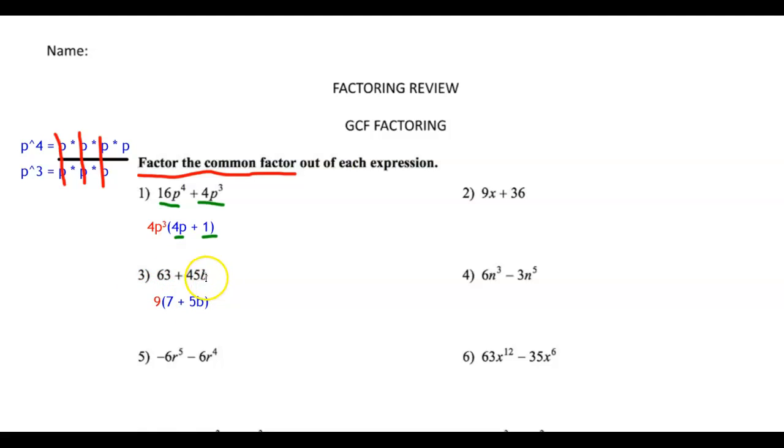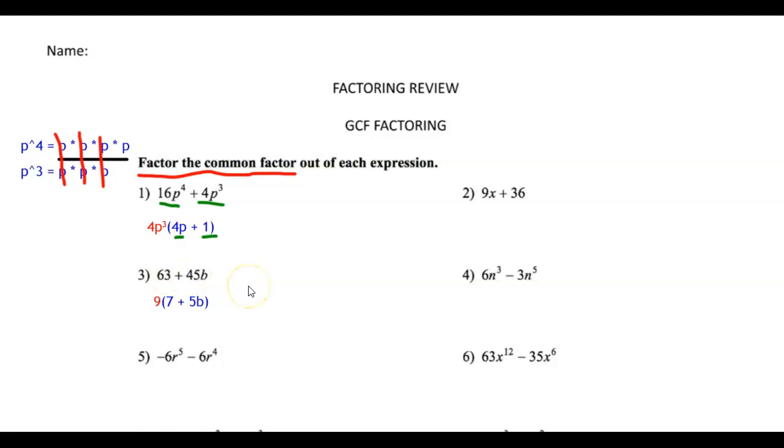Notice that there's a b term here, but there's no b on this term. There's no variable on the first term. It's a constant term. So since there is a b on this one, but there isn't a b on this one, they don't have any b's, any variables in common, so I can't take out any variable. So that b is just going to stick around in my leftover step. 63 divided by 9 is 7, 45 divided by 9 is 5, and the b stays there, and there's no b here because there was no b to begin with.